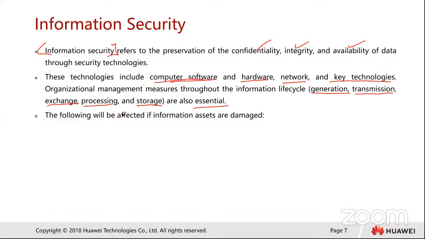Okay, if our information assets are damaged, what do you think we are going to affect? We are going to affect quite a number of things. We already said that information security is to help us protect our hardware, isn't it? It also helps us to protect our software, and the data on our information networks from accidental or malicious damage, tampering, and leakage. It also ensures continuous and reliable system operation as well as uninterrupted services. Okay, this is what it does.